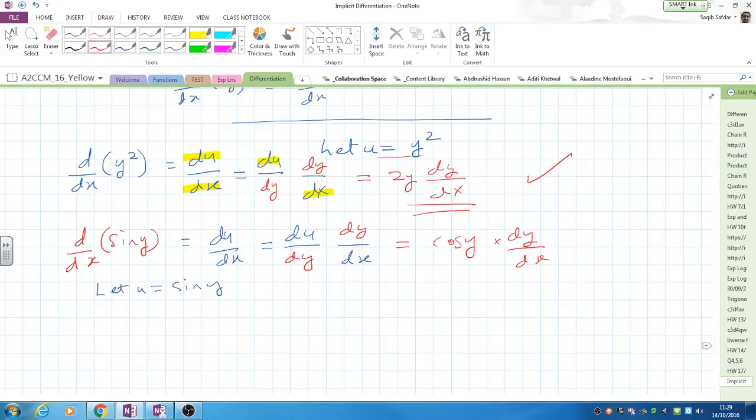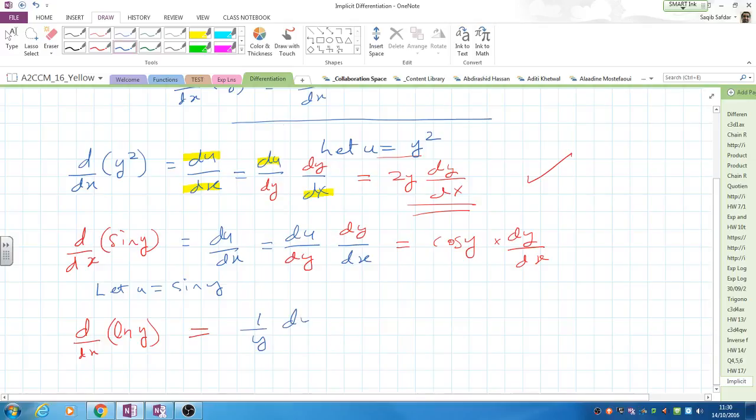Can anyone see a rule emerging? So if I said differentiate with respect to x ln of y, without doing all these steps, what would the answer be? I'll just open that up to anyone. 1 over y dy over dx.